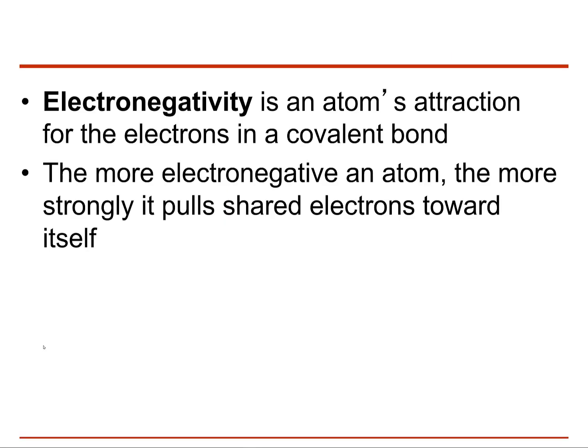But that's important. So electronegativity is an atom's attraction for electrons in a covalent bond. The more electronegative, now again, we don't understand why, we just measure it. That's all Linus Pauling did: he measured these, and he gave a value to each of the atoms in the periodic table. The more electronegative, the more strongly it pulls shared electrons towards itself. So that's the net result, the electronegativity strength.